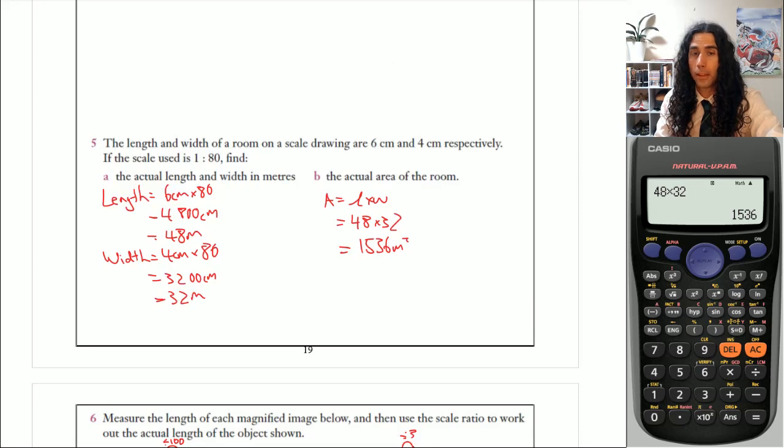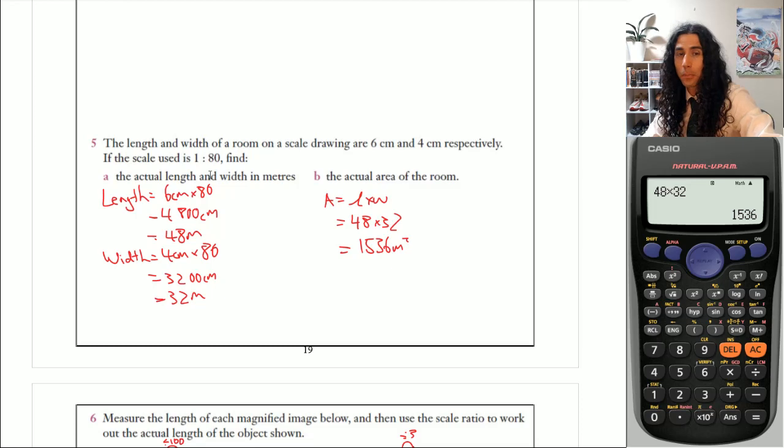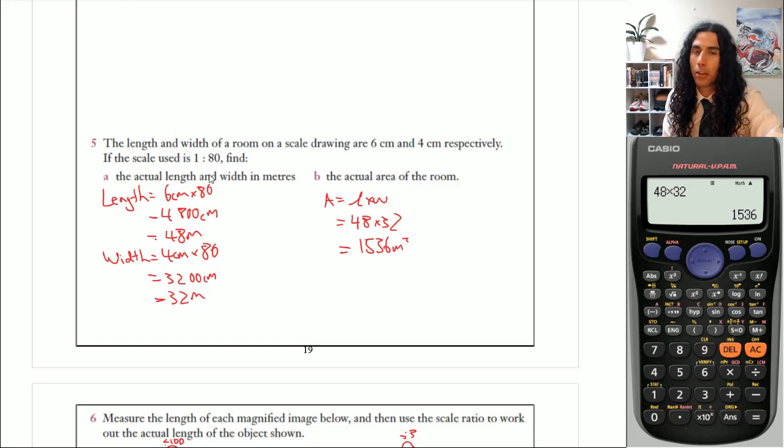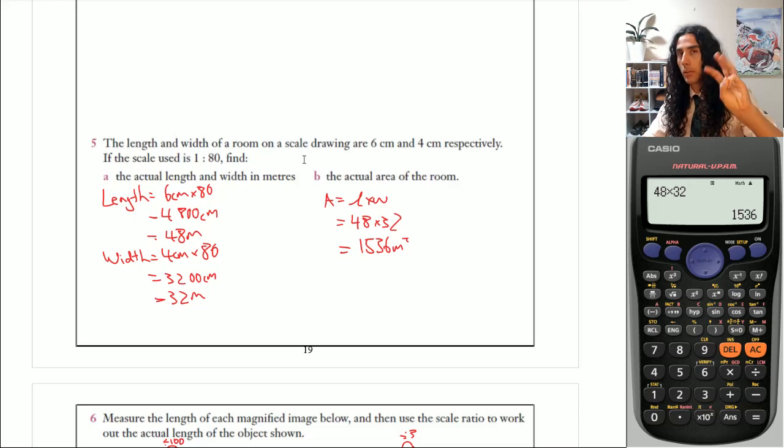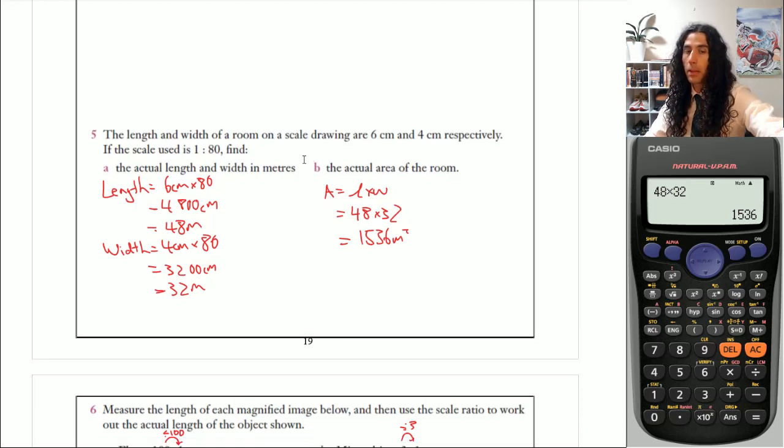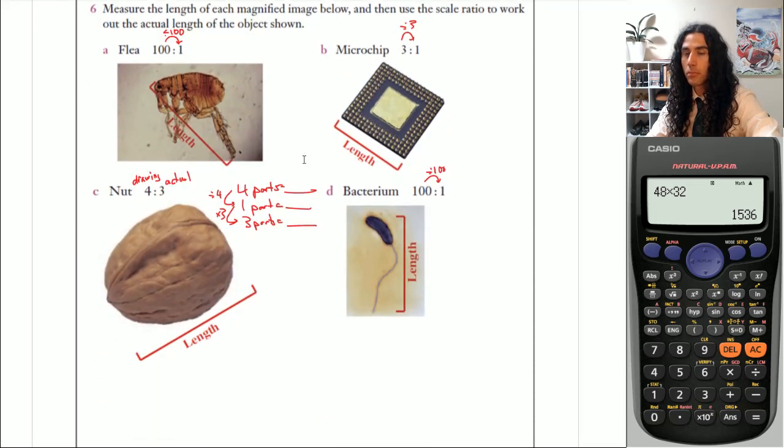All right. Here are the answers for question 5. I had to multiply by 80 here. 1 centimeter in the drawing represented 80 centimeters in the real world. So we multiply by 80, we get 48 meters, 32 meters. To find the area, times the length times the width. I'm going to scroll down. I couldn't give you the answers to question 6 because we needed to measure.